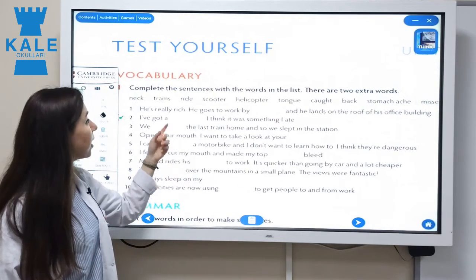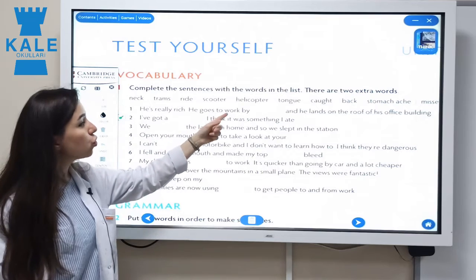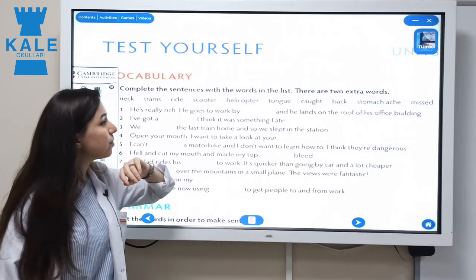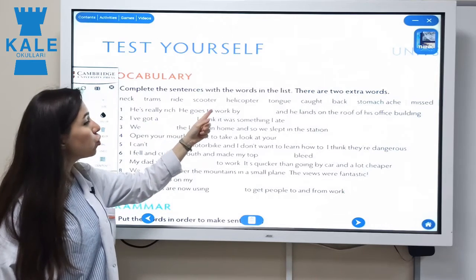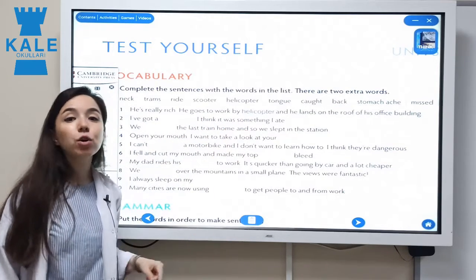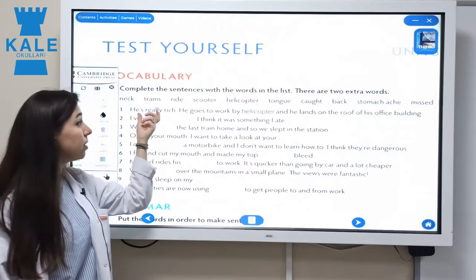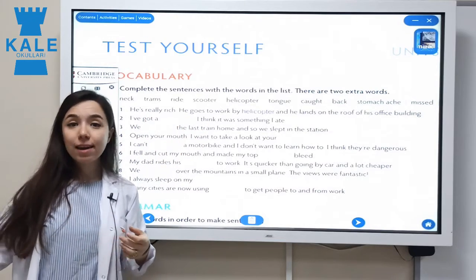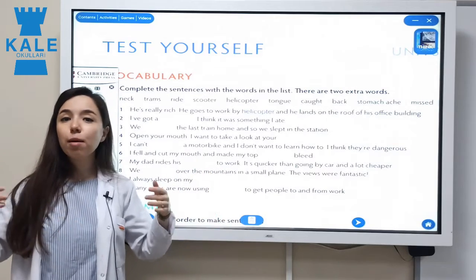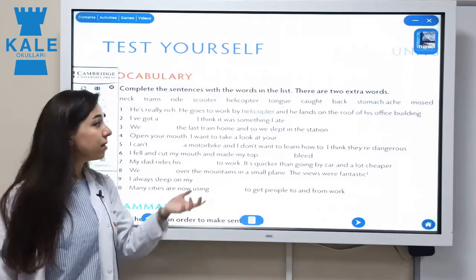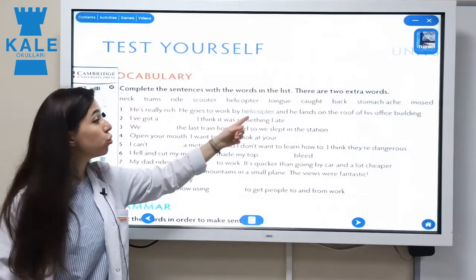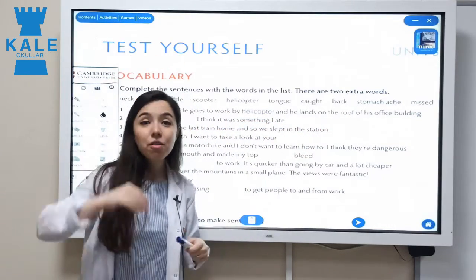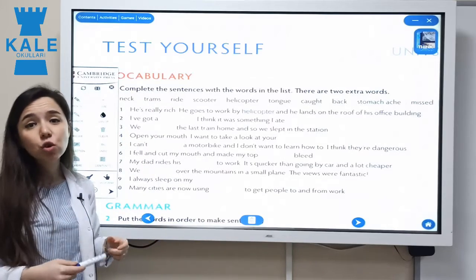Correct sentences. He's really rich. He goes to work by helicopter and he lands on the roof of his office building. Yes, because he is so rich. He said that he is really rich, so he doesn't need, like us, to take a taxi, to take a bus, for example, or to take anything else. So he goes to work by helicopter and lands on the roof of his office building. Yes, he's so lucky, I think.